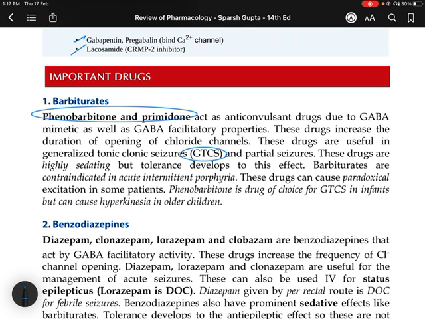Yeah, and also partial seizure. They can be used in partial seizures, and also in generalized tonic-clonic seizures. These drugs are contraindicated in acute intermittent porphyria.